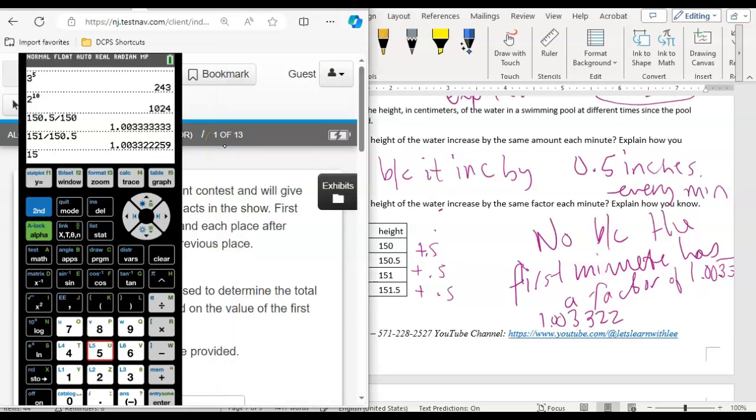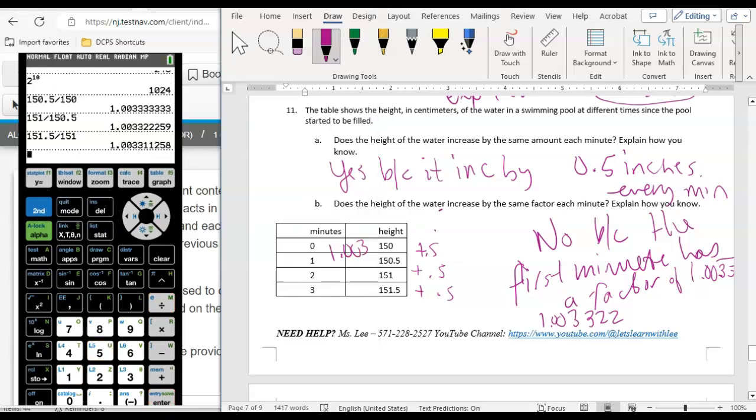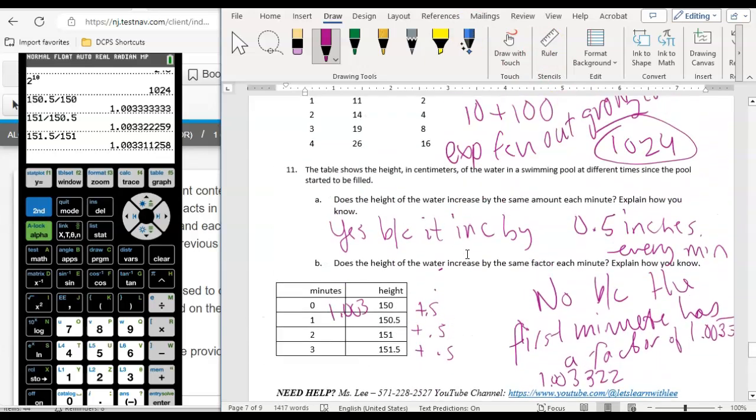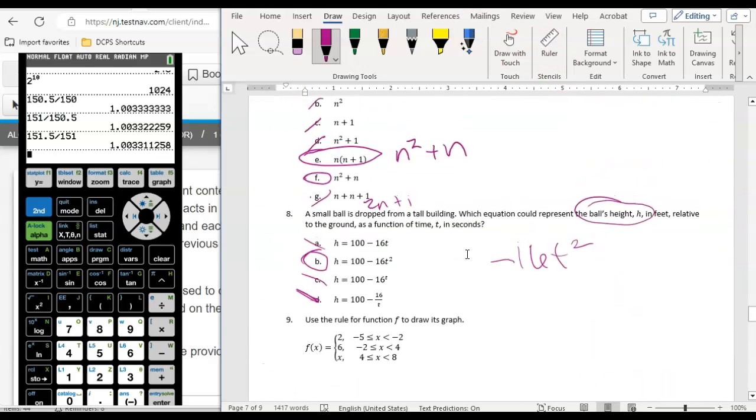Let's look also at 151.5 divided by 151, is also different, right? That number is changing a little bit. So not the same factor, and we can show that by dividing the later value over the earlier value. Again, that is how we find the factor.